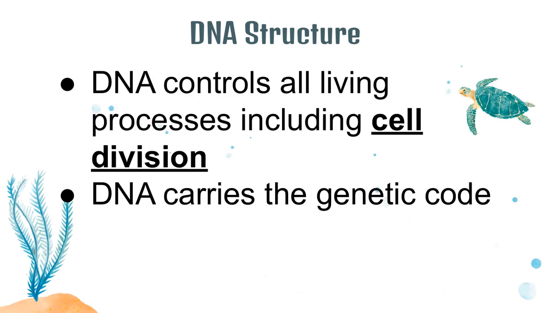DNA is vitally important to all living things because it controls all of the processes that our cells go through. It, in fact, is the genetic code. It is the instructions for every process our body goes through. And very importantly, DNA controls cell division as well. So DNA has many functions that it performs within all living things.